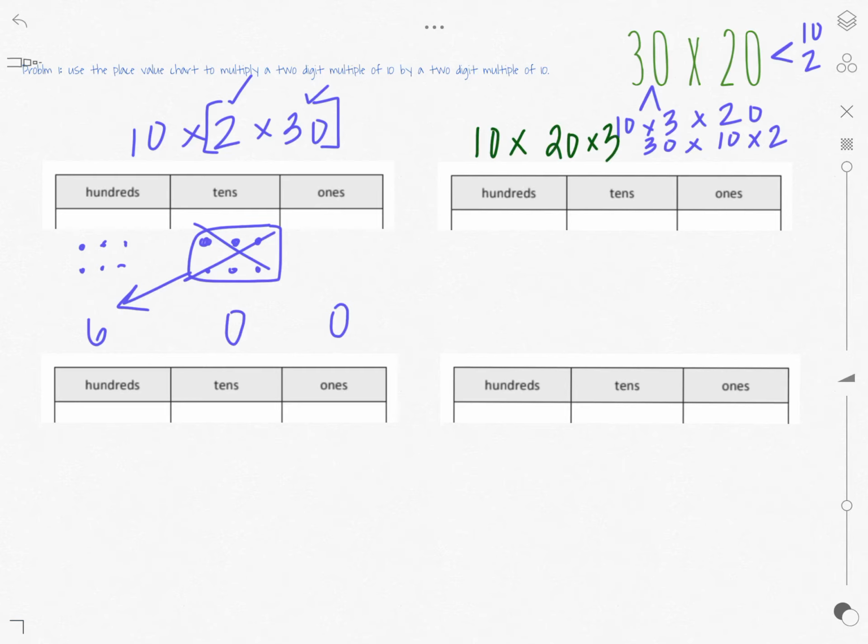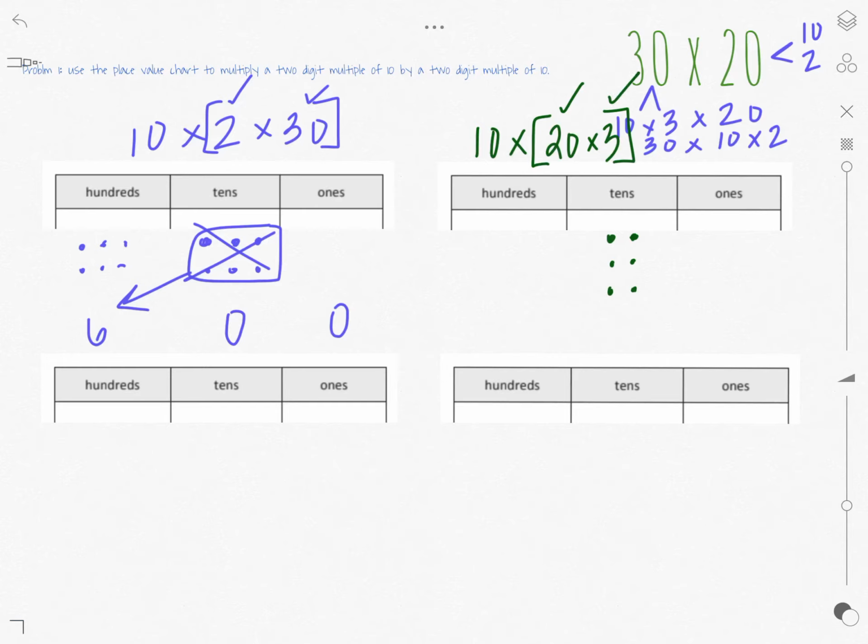So I need to show now, again, I'm going to forget about my 10 for just a second. I want to show 20 times 3. Well, first thing I need to do, I need to show that 20 in my chart. 1, 2. 2 tens equals 20. Now I'm going to multiply by 3, so I need 3 groups of 20. That's 2 groups of 20, 3 groups of 20.